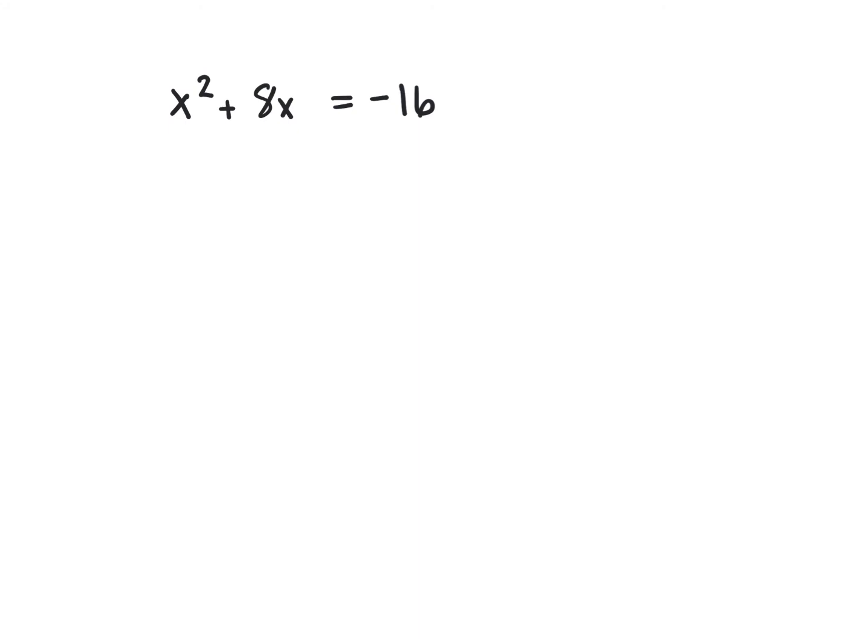As we go to find the discriminant in this problem, the first thing I need to do is identify the a, b, and c. And I notice that this is not set equal to 0, so therefore I'm going to have to set it equal to 0. I'm going to leave the x squared plus 8x there. I'm going to move this negative 16 over to the other side, and it is going to become positive 16.